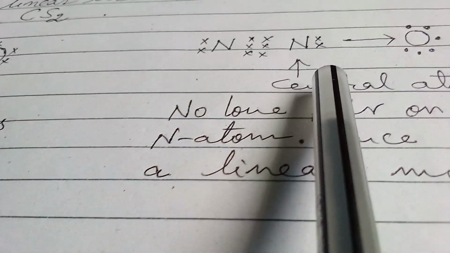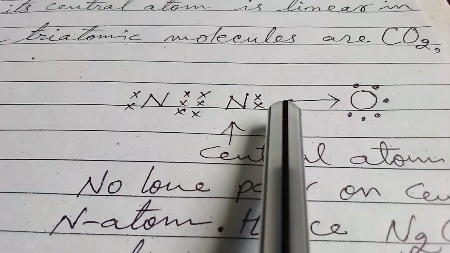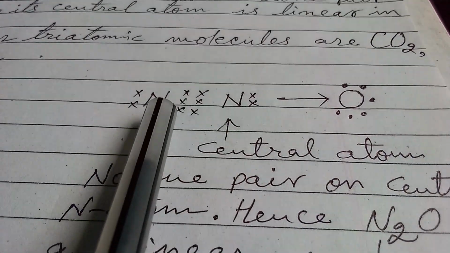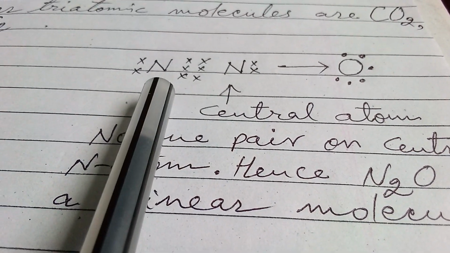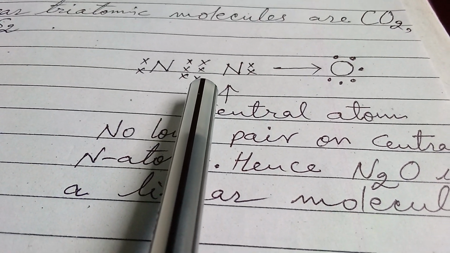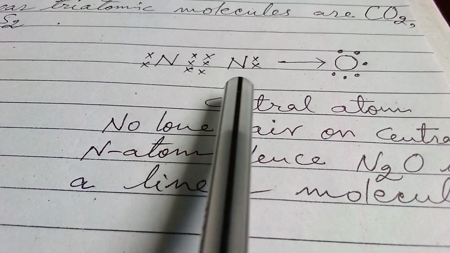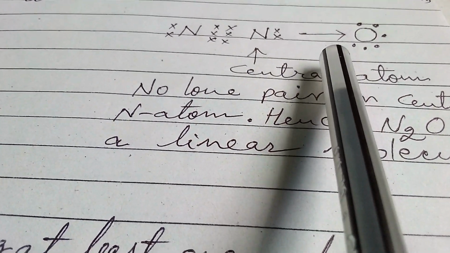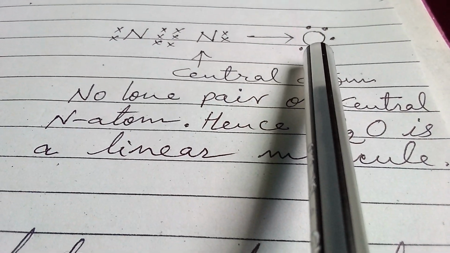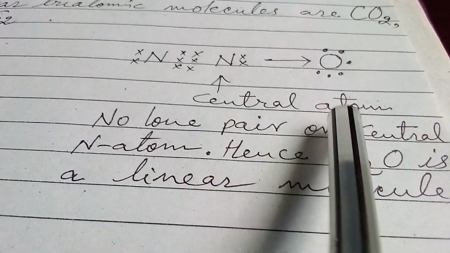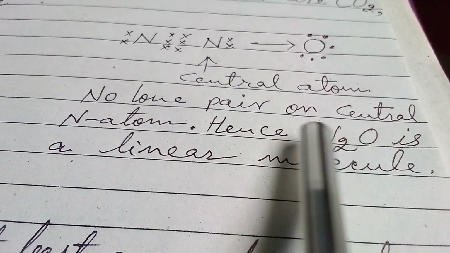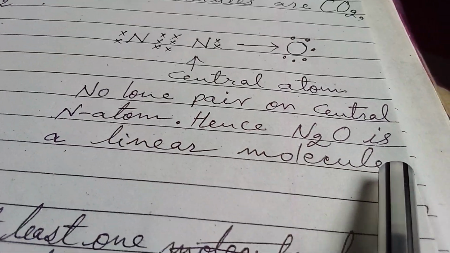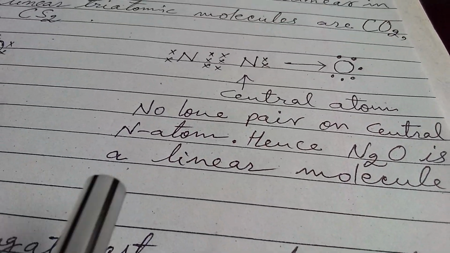In the same way you find N2O. Here also you find nitrogen. Between nitrogen and nitrogen there is a triple covalent bond, and this is shared to oxygen. So the central atom here is nitrogen. So no lone pair on the central N atom, hence N2O is a linear molecule.